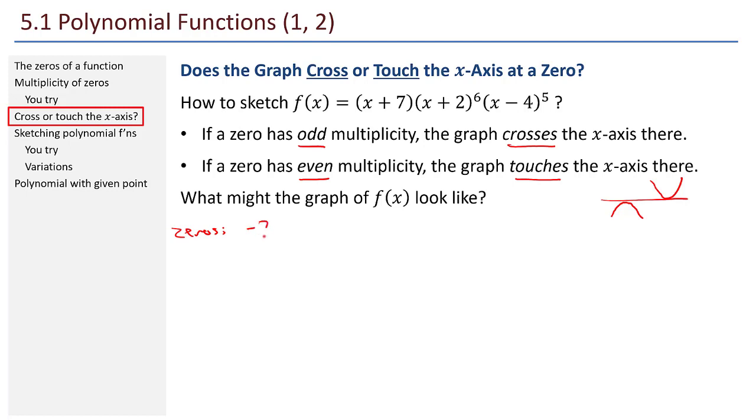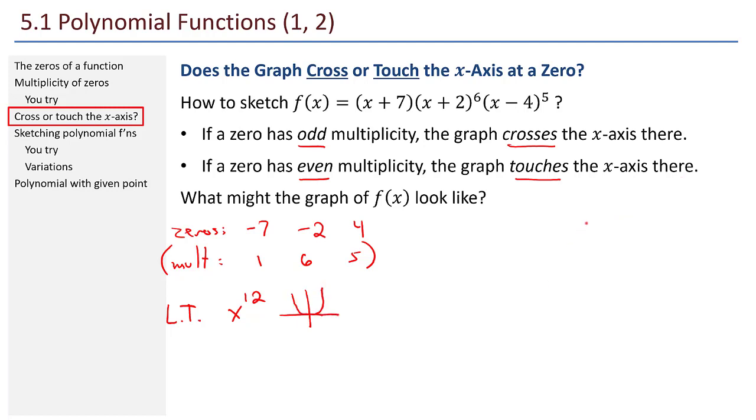Those are -7, -2, and 4. And the multiplicities of those are 1, 6, and 5. The leading term of this function is x to the 12. X to the 12 tells me the overall shape. And now, from this information, I can figure out a rough sketch of this function.